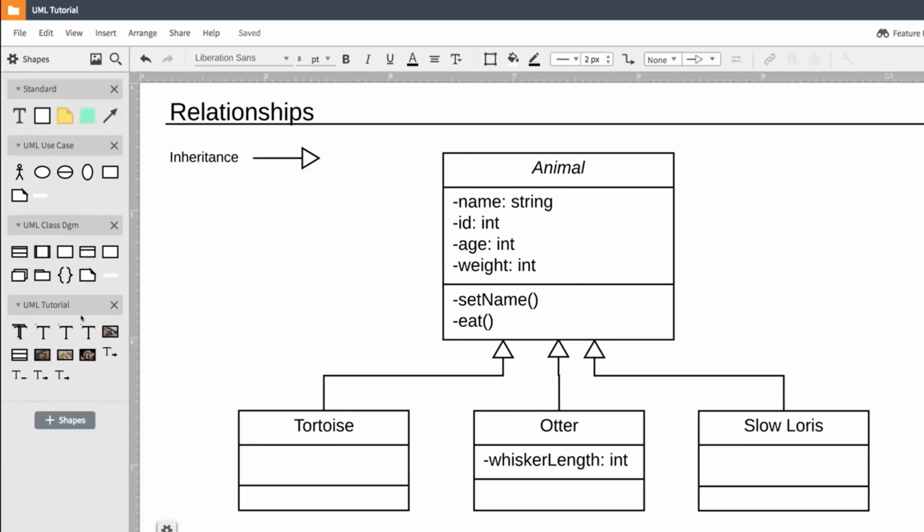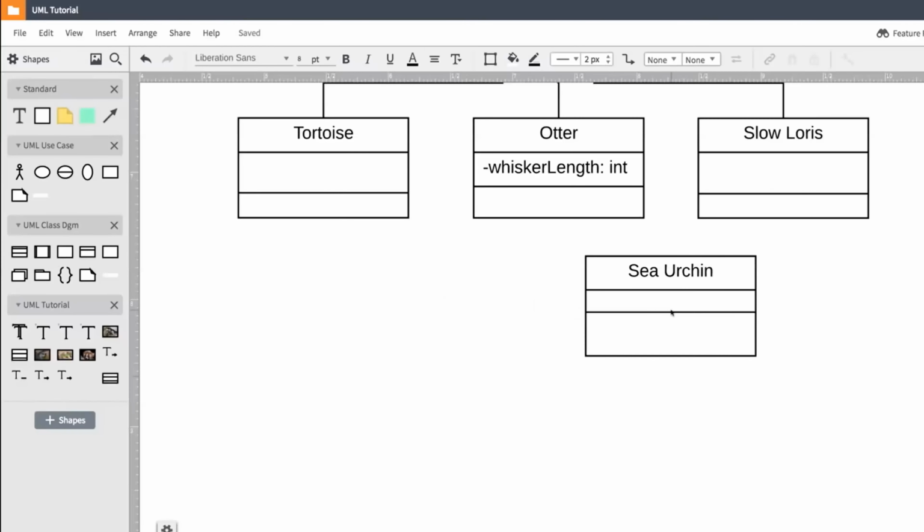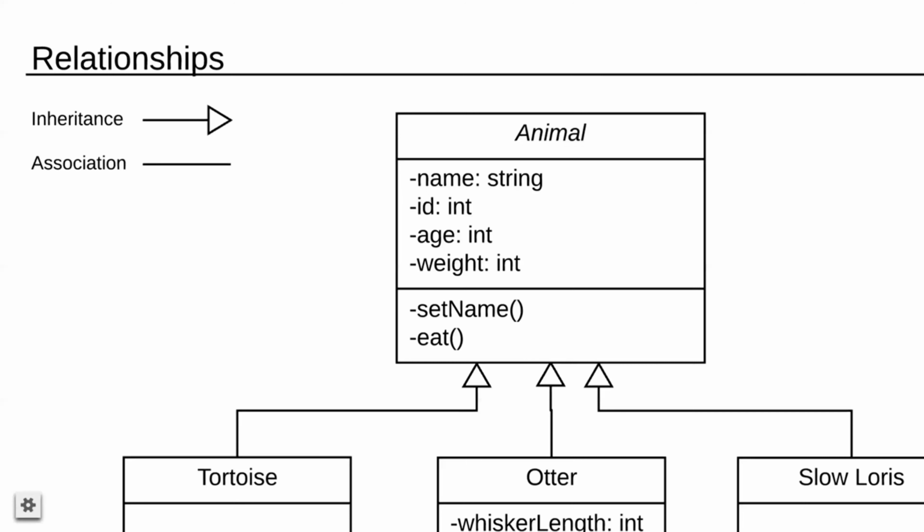Okay, another type of relationship is association. So if we had a class for sea urchin, we could draw an association, which is just depicted by a simple line, between otter and sea urchin. And we'd say otter eats sea urchin. There's no dependency between them, it's just a basic association relationship, and it's pretty simple. The next type of relationship is aggregation. It's a special type of association that specifies a whole and its parts.